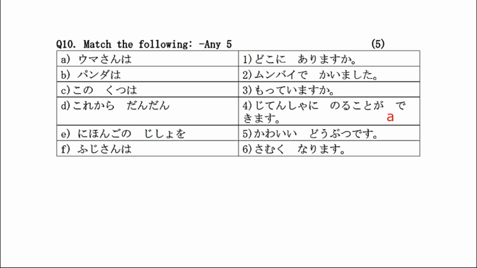Let us see the second sentence. B is Panda wa. The correct answer will be Kawaii dobutsu desu, which is in the fifth line in the column on the right. So let us write B next to this sentence.